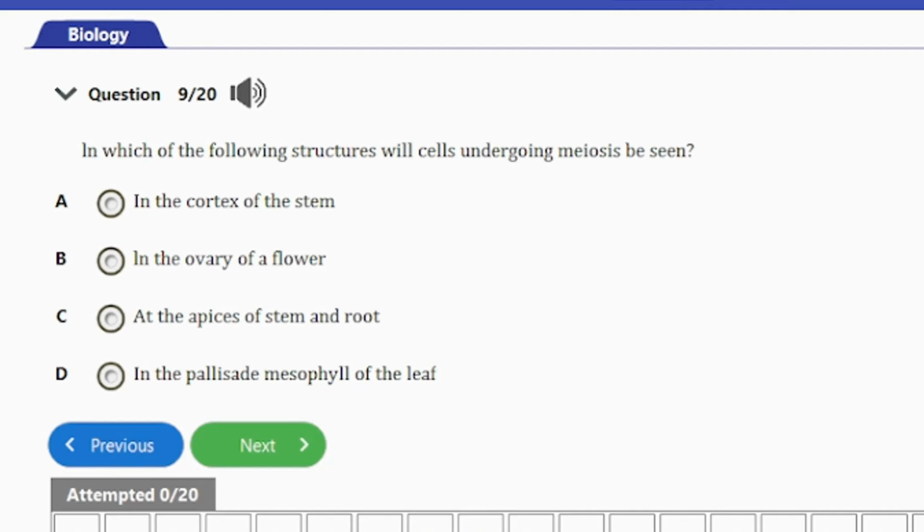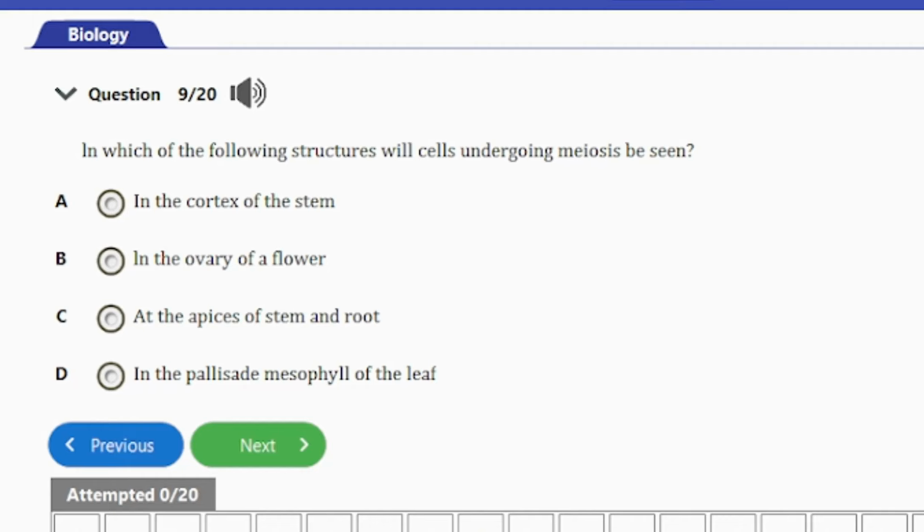The next question here, question number 9, says, in which of the following structures will cells undergoing meiosis be seen? A. In the cortex of the stem. B. In the ovary of the flower. C. At the apices of stem and roots. D. In the palisade mesophyll of the leaf. So guys, the answer to this question is option B here. That's in the ovary of a flower.